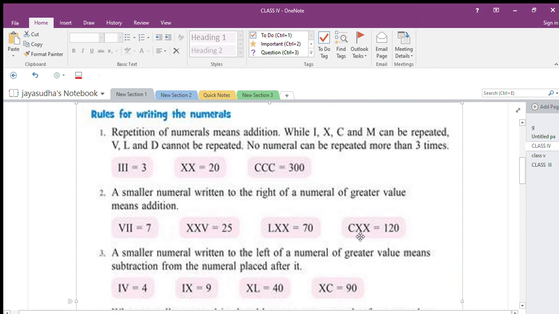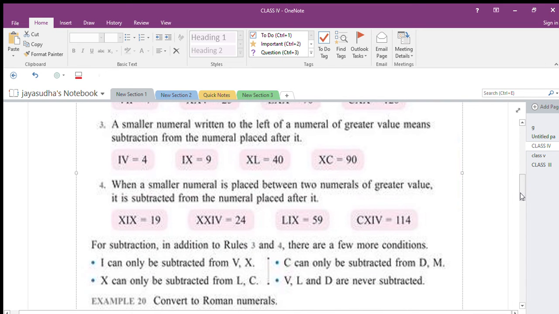C is for 100. After the smaller numerals, you add: 100 plus 10 is 110. One more 10 is there, so 120. Are you okay? Now move on to the next rule.